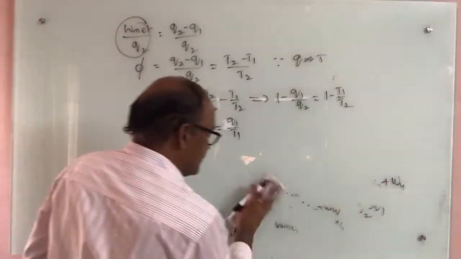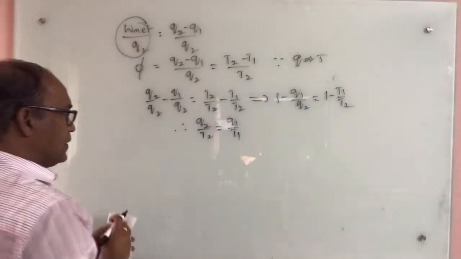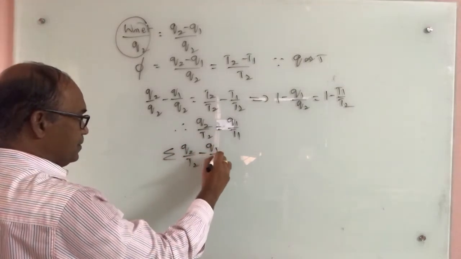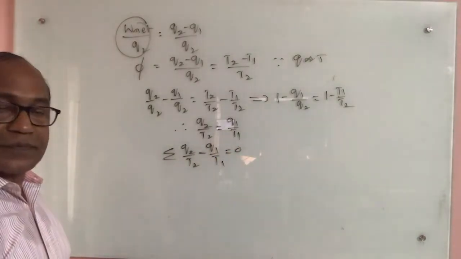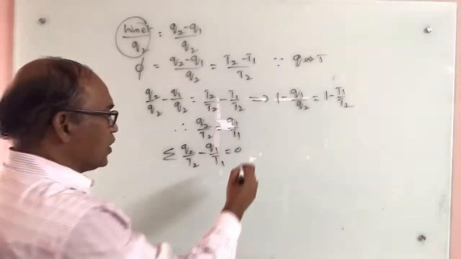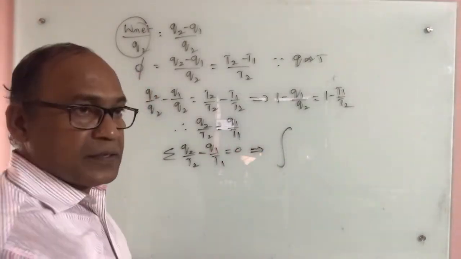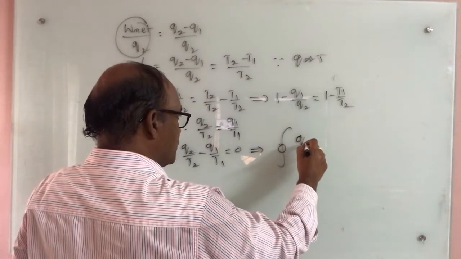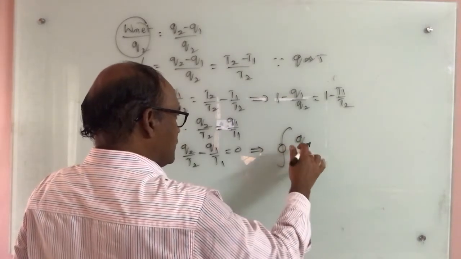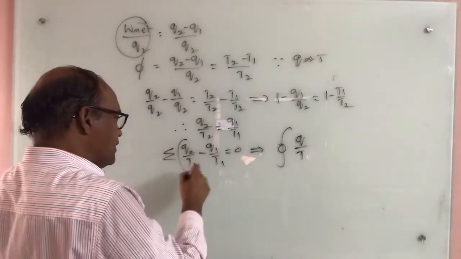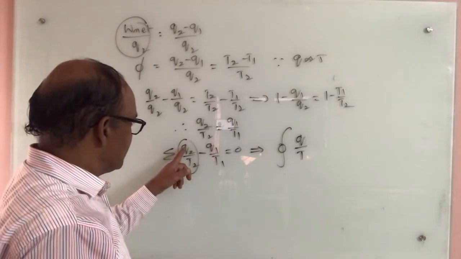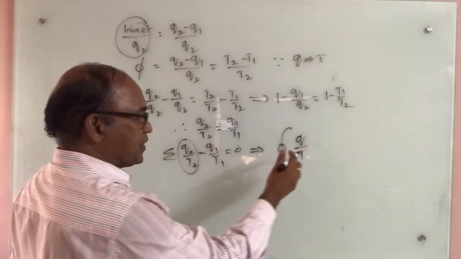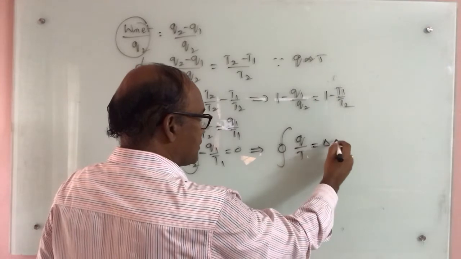Here, since it is a cyclic process, the sum of these two terms must be equal to zero. Since the Carnot cycle involves infinitesimally small steps, that is reversible steps, we can write the ratio Q by T. Though Q is a path function and T is a state function, the ratio appears to be a state function, and the sum of these gives the delta S.